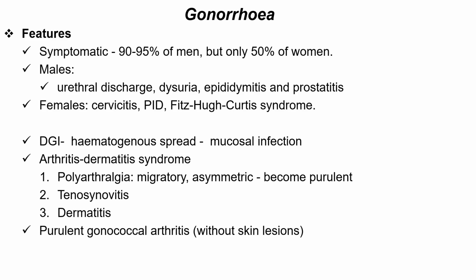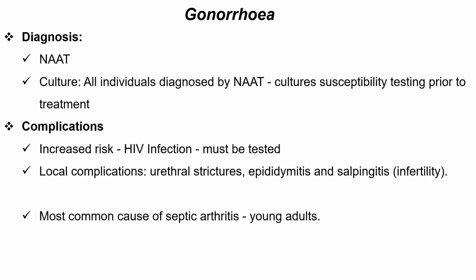Urethral discharge, dysuria, epididymitis, and prostatitis are common in males, whereas cervicitis, pelvic inflammatory disease, and Fitz-Hugh-Curtis syndrome are common in the females. Hematogenous spread leads to mucosal infection. There can be arthritis-dermatitis syndrome that is characterized by asymmetric migratory polyarthralgia, tenosynovitis, and dermatitis. Purulent gonococcal arthritis without skin lesions is another common manifestation of gonorrhea.